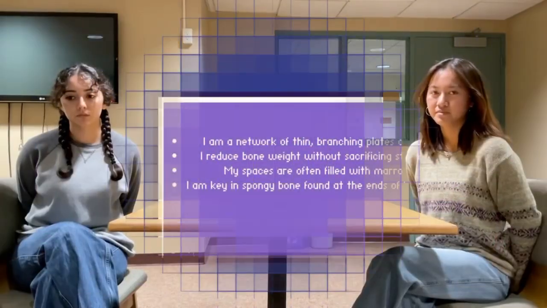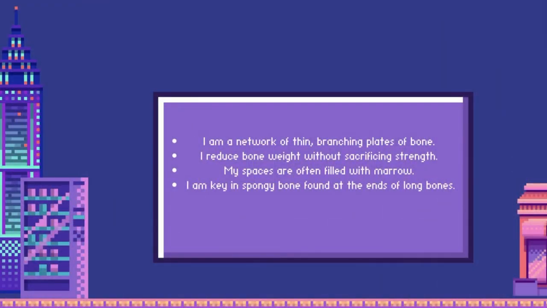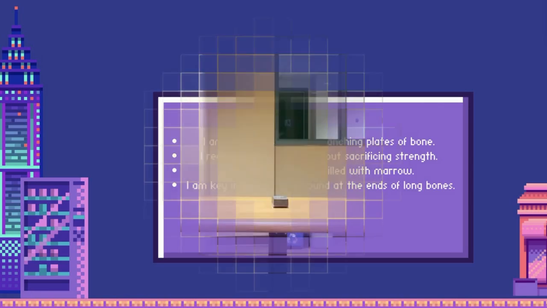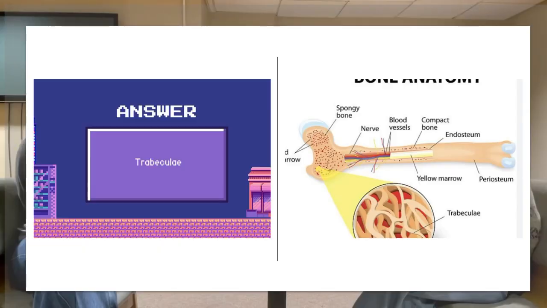Round 6. I am a network of thin branching plates of bone. I reduce bone weight without sacrificing strength. My spaces are often filled with marrow, and I am a key part of spongy bone found at the ends of long bones. Who am I? Trabeculae? That's correct.